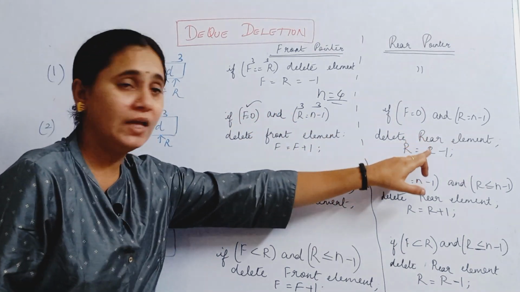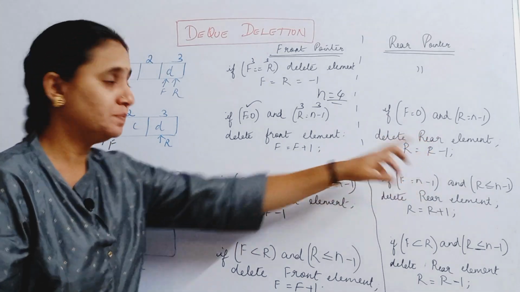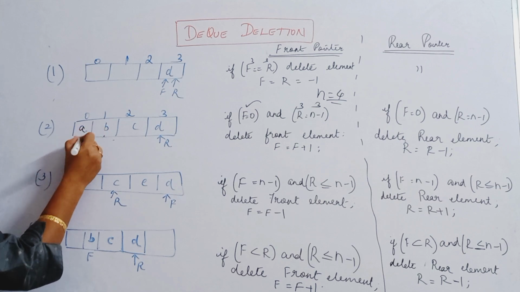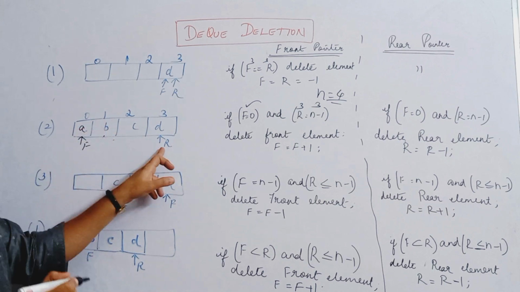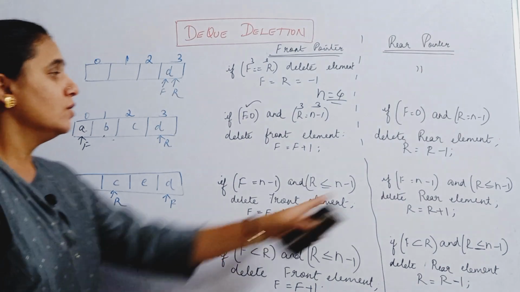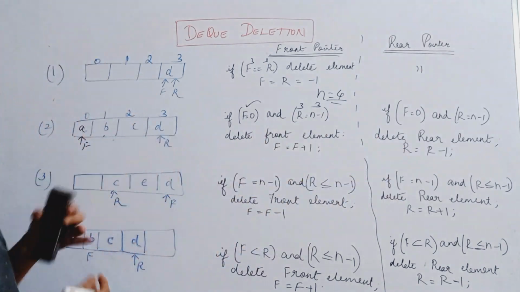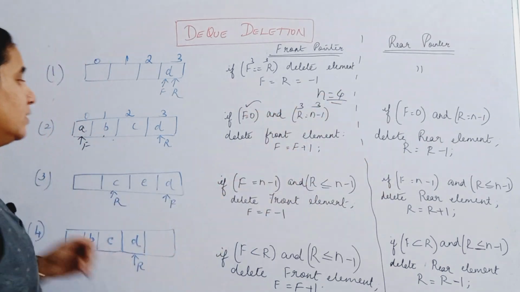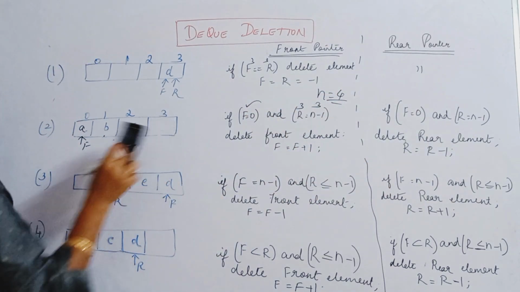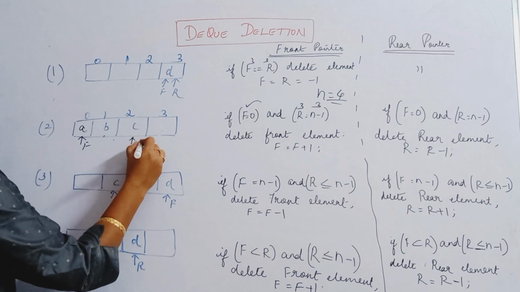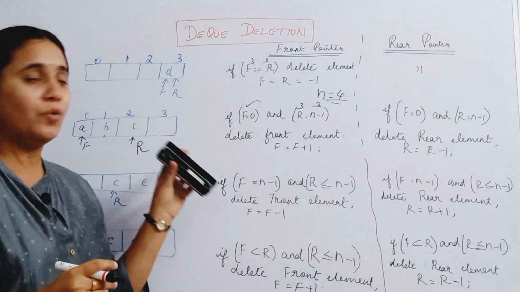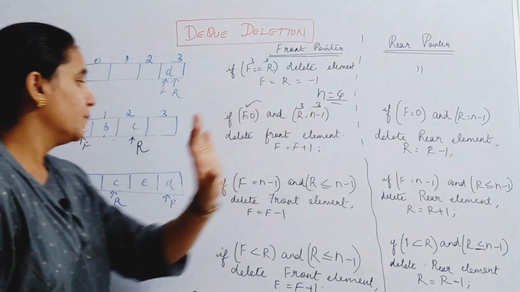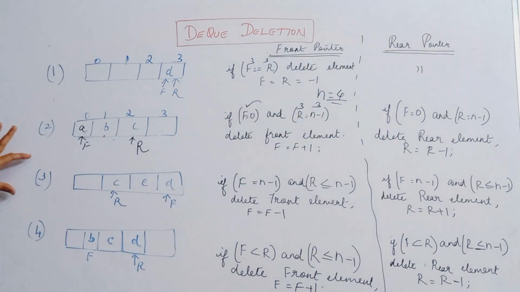If this is true, what are we going to do? We are going to delete the element present on the rear side, this one. For example, let the front value be here as it is. By using rear, I am going to delete the element. What is the rear value here? It is d. After deleting this element, I am going to decrement the value. So d will be deleted, and I am going to decrement. Now r is going to point to the c location. Friends, are you all clear? Please make a note.